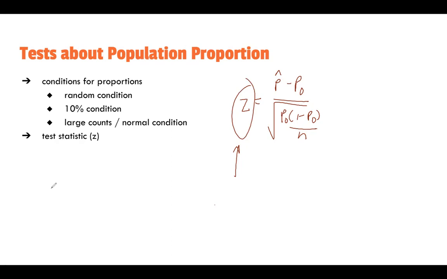And then you use 0 and 1 because it's going to be a standardized curve, and you're going to get some area, and that's going to be your p-value for the significance test, and that's where you're going to base your answer off.